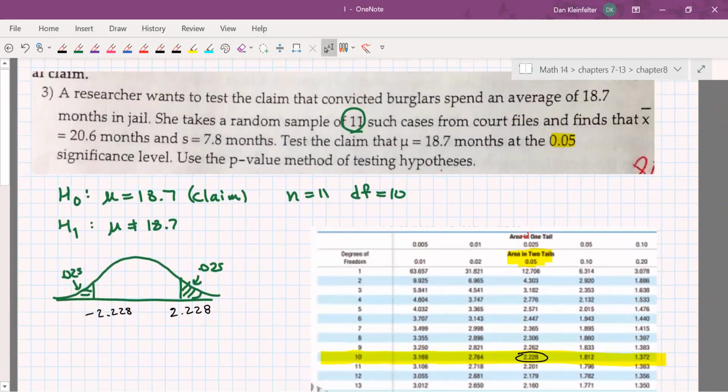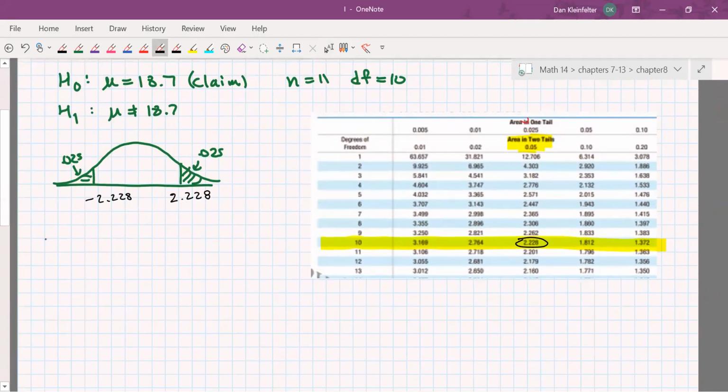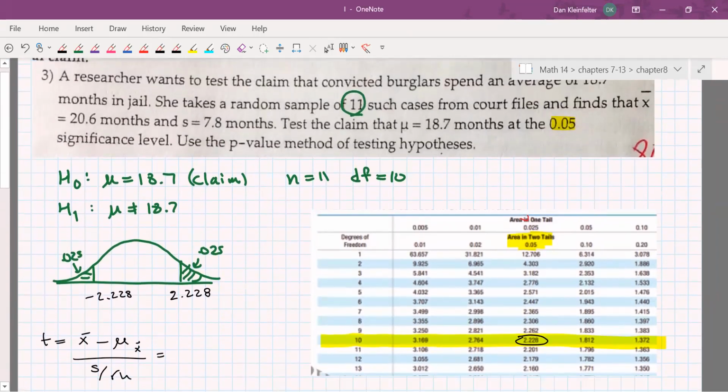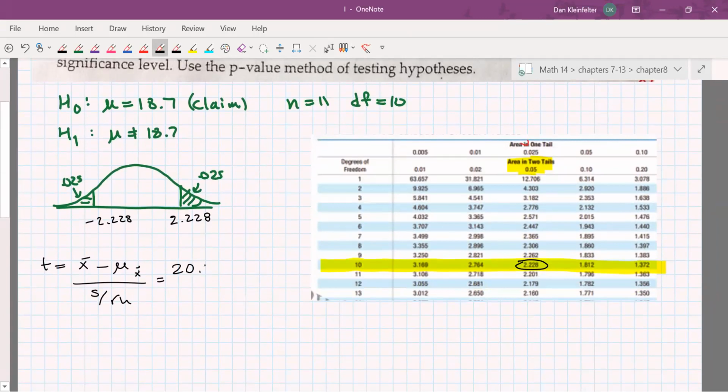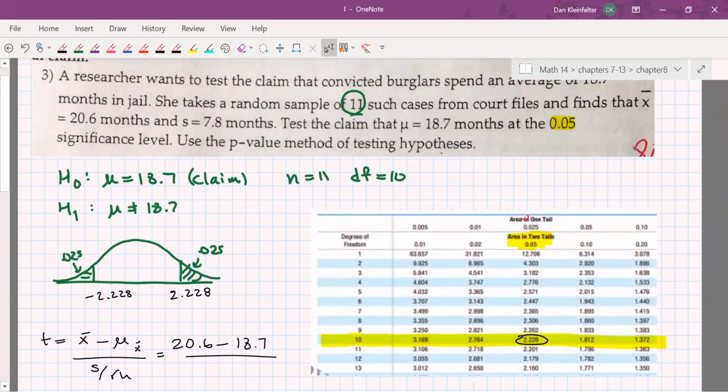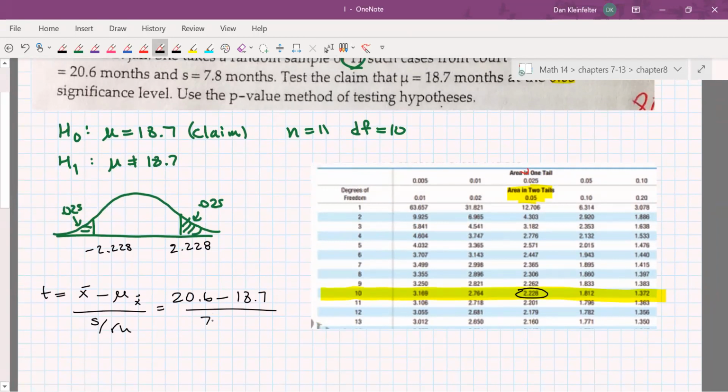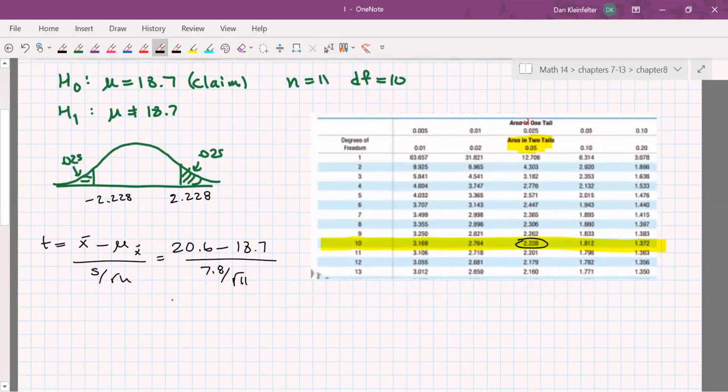And so then test statistic next. So our sample mean was 20.6 months, and the hypothesized was 18.7. The standard deviation was 7.8 months. And our sample size was 11. Okay, let's calculate.